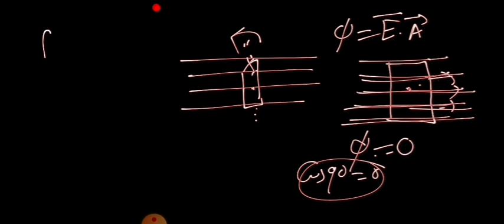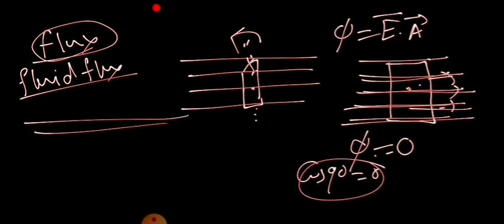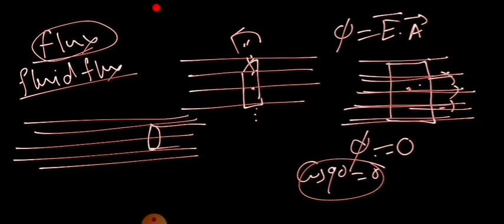We have heard about flux earlier also, called fluid flux, in the chapter on fluids. Suppose a liquid is flowing like this and you put a tube like this, then the liquid will cross through it. But if you put the tube like this, do you expect the same liquid will flow through it? Definitely not. Or if you put the tube like this, how much liquid flux will be there?